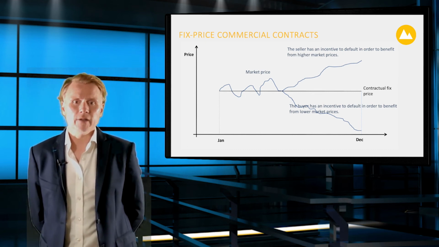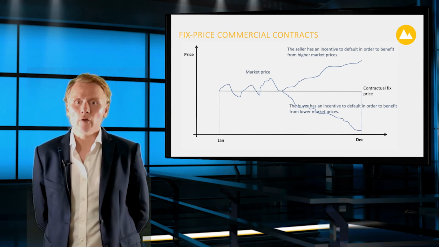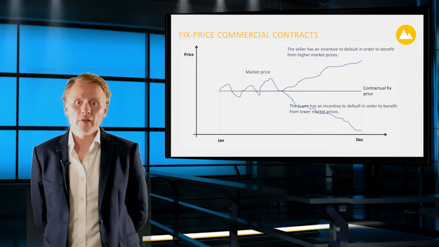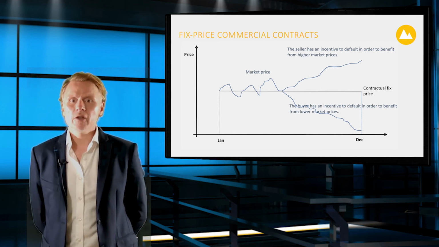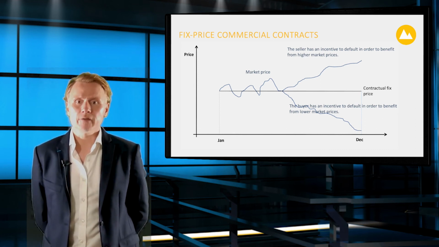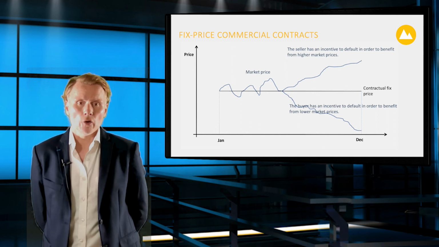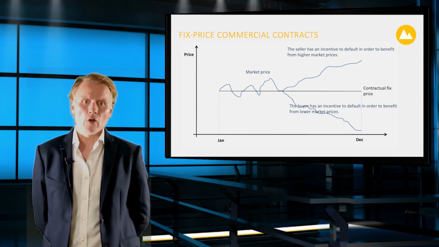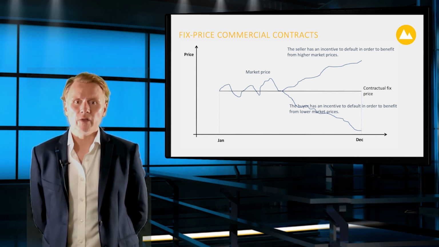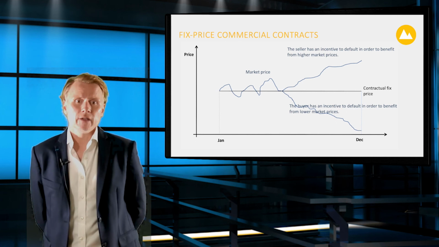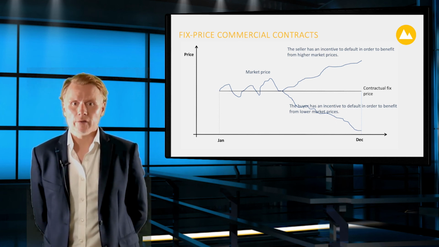In the first case, it is easy to understand that the seller may have an interest in not respecting his contract, that is, not selling the goods to the buyer in order to benefit from high prices on the market. In the second case, the buyer has an interest in denouncing its contract in order to benefit from lower prices on the market. Of course, there will be consequences to this breach of contract, but given the volatility of prices, the gains can be greater than the losses.